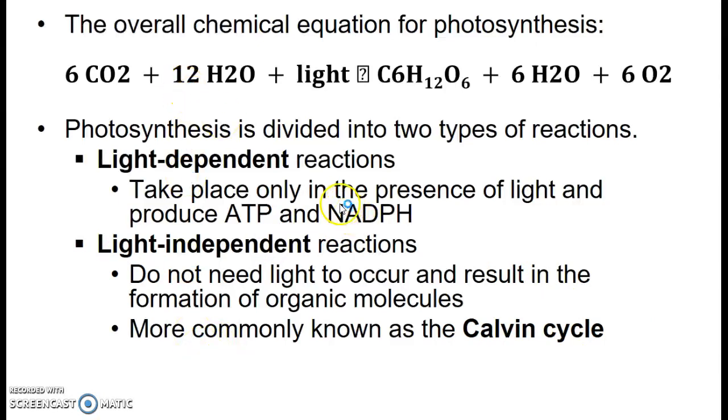And so the light-dependent reactions, as the name suggests, take place in the presence of light, and the main products of the light-dependent reactions are ATP, which as we know is the energy currency of the cell, and NADPH, which for the purposes of this class you can think of also as a temporary carrier of energy for the cell. And so then in the light-independent reactions, the products of the light-dependent reactions are used to drive the Calvin cycle, which is what converts carbon dioxide from the air to glucose.